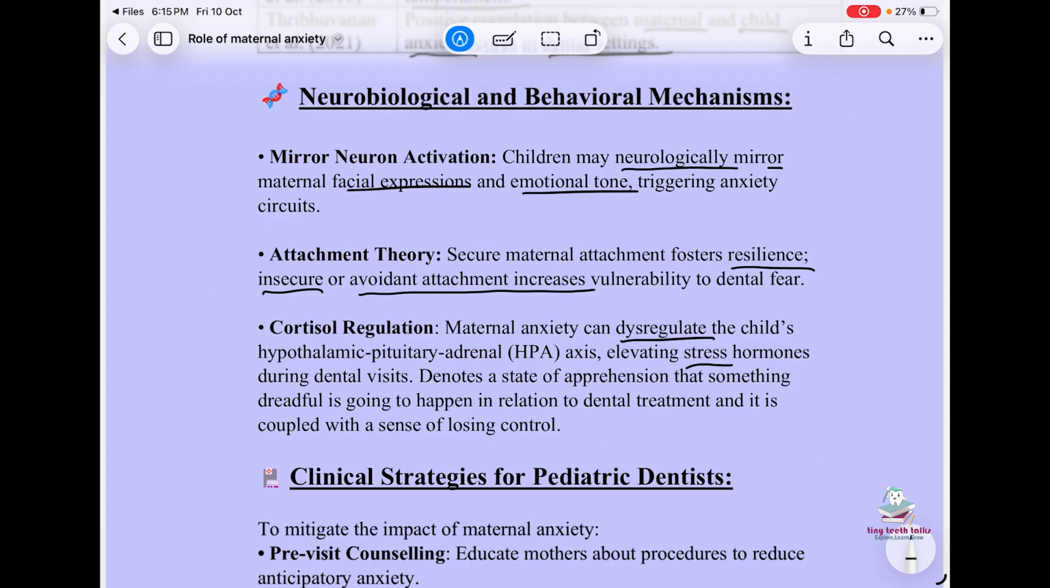Dental anxiety denotes a state of apprehension that something dreadful is going to happen in relation to dental treatment, and it is coupled with the sense of losing control.